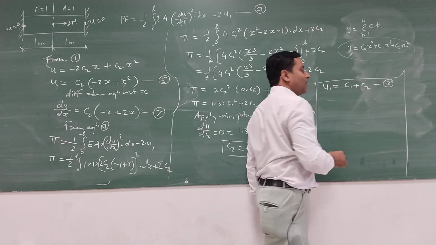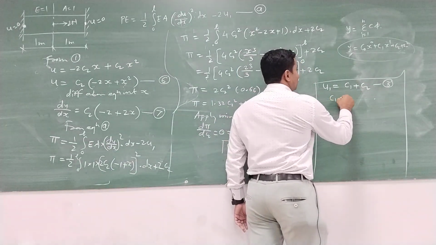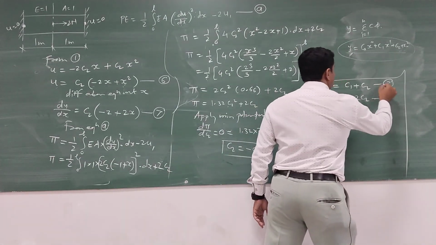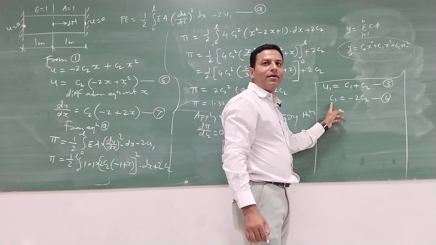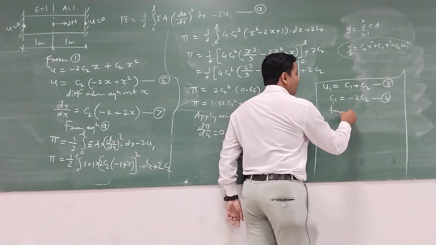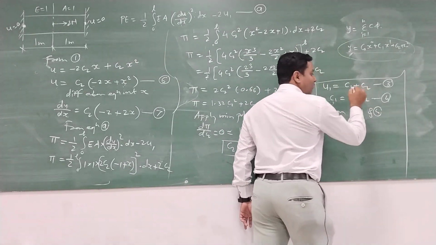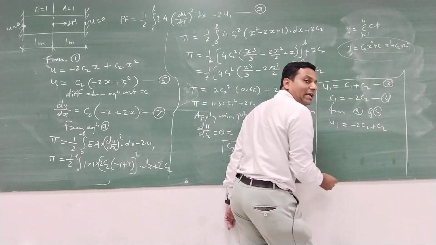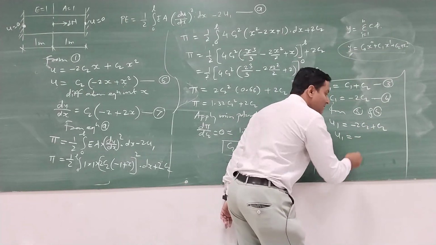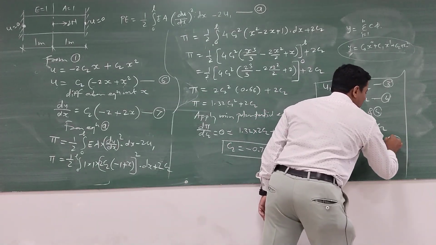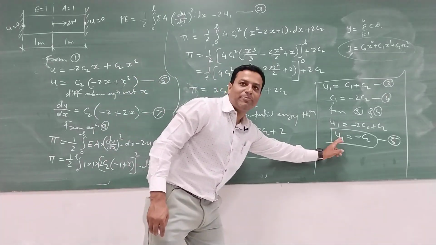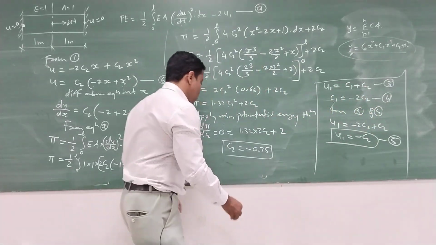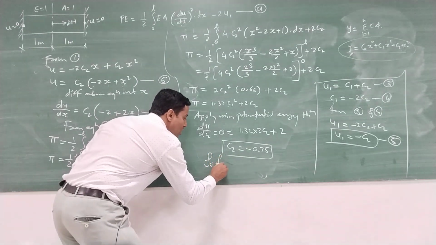3rd. Okay, tell me one more. C1 equals −2C2. Equation 4. So from 3 and 4, just put the value here. So U1 will be equal to −2C2 plus C2, so U1 equals −C2. I think I gave this equation number 5. Okay, so this is equation number 5, and what is its value? U1. And U1 means what? −C2. C2 is obtained.